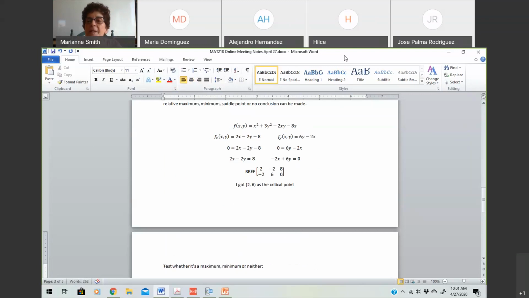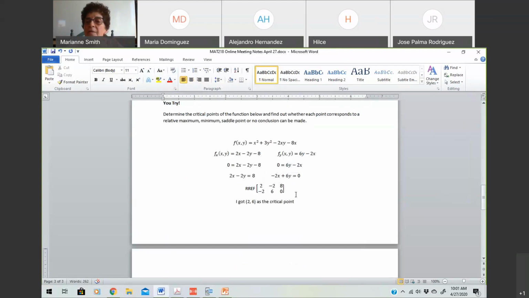How are we doing? Anybody stuck? If you take a look at what I have on the screen, I've set my first derivatives equal to 0. I've put them in a matrix and RREFed because they were linear. And I've got my critical points.